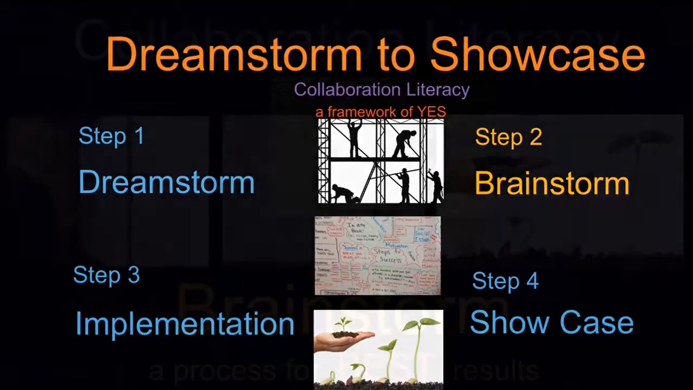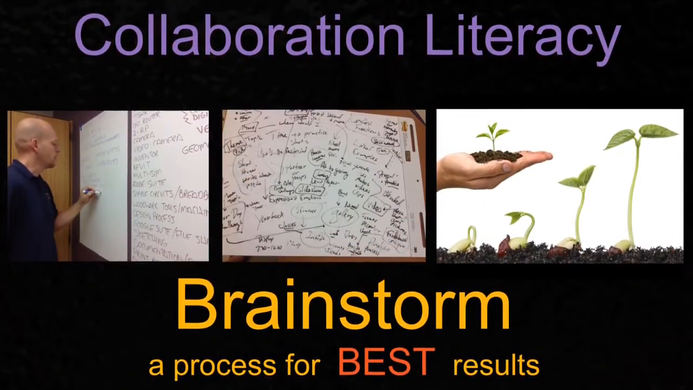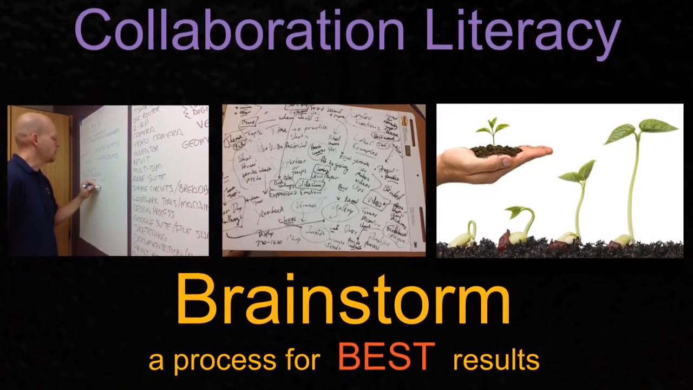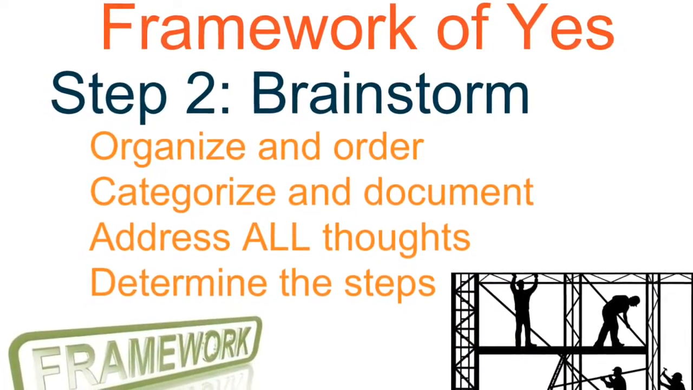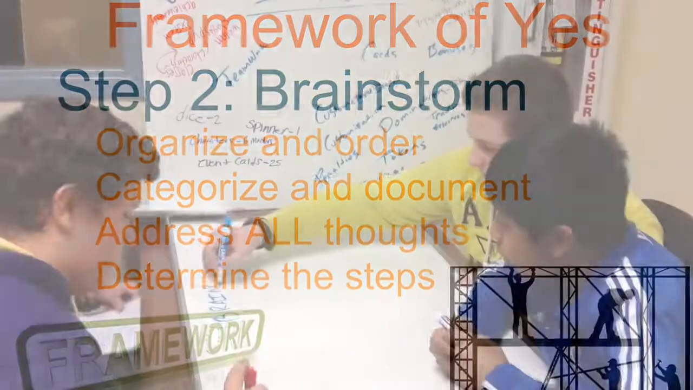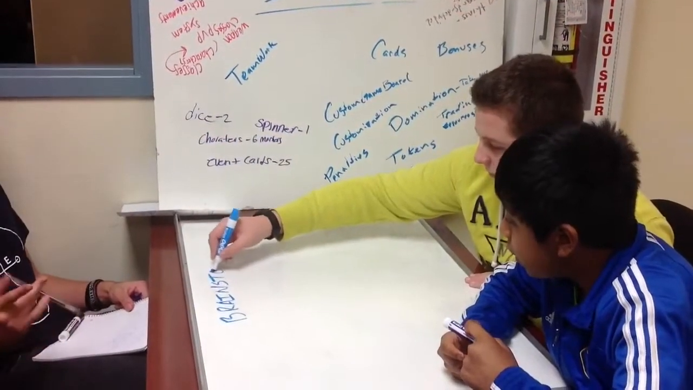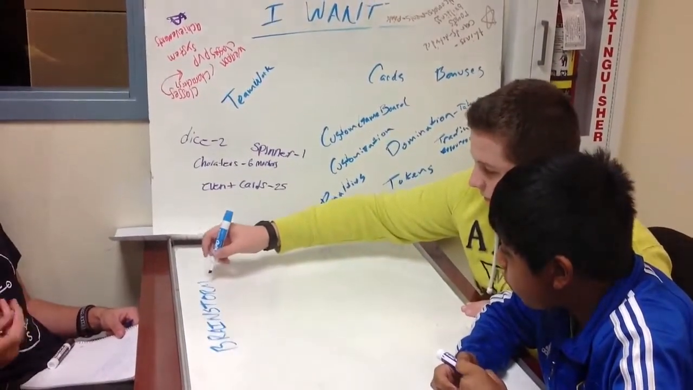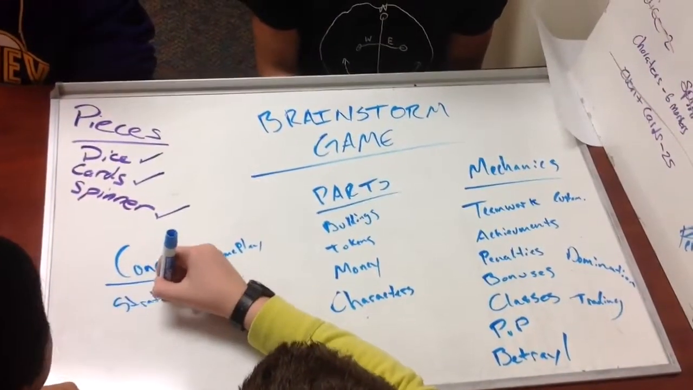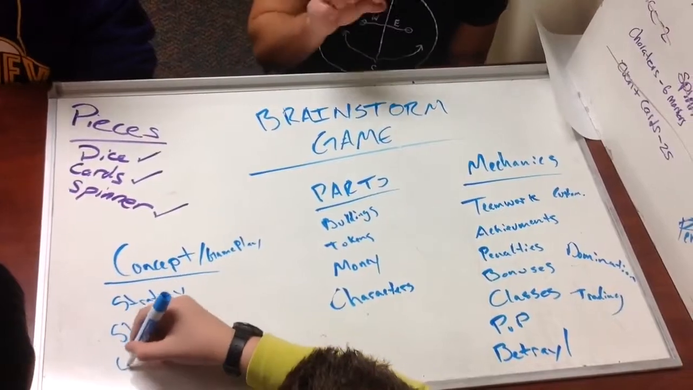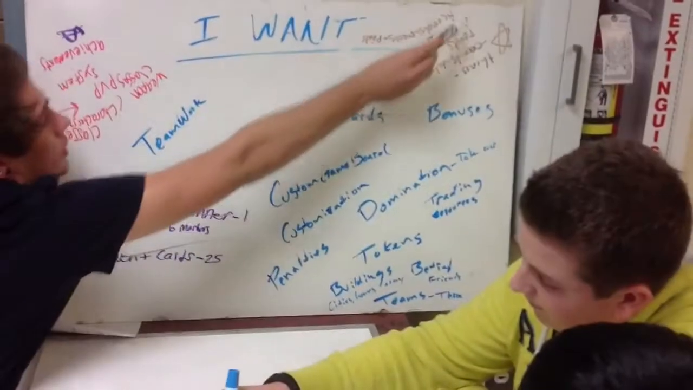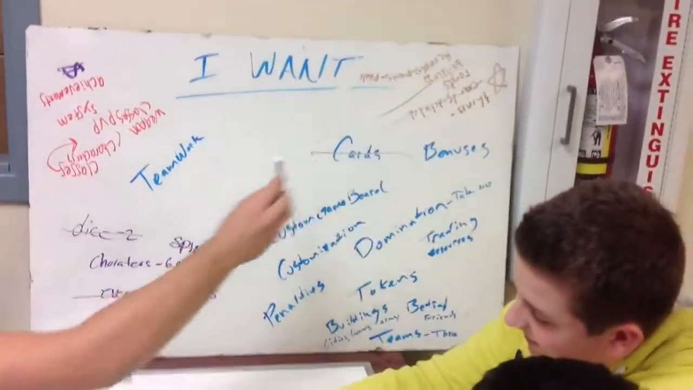Step 2 is Brainstorm. In this step, members use the Dreamstorm as a guide for organization, parts and pieces, ranking, and decision-making. The steps are organize and order, categorize and document, address all thoughts, determine the steps. Organizing all the wonderful ideas is the logical step. Themes emerge and similarities are noted. The group addresses areas to focus on. We categorize and document. This leads to logical systems and plans.